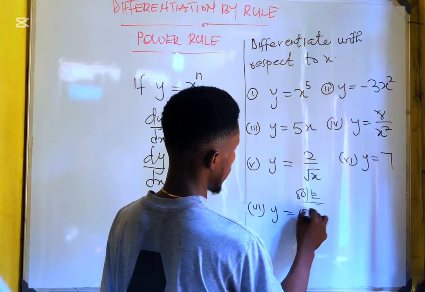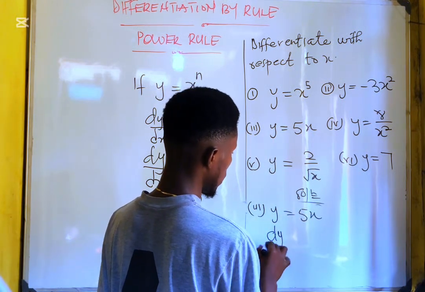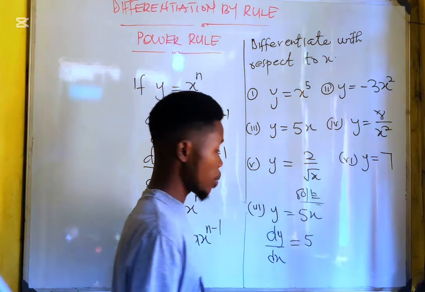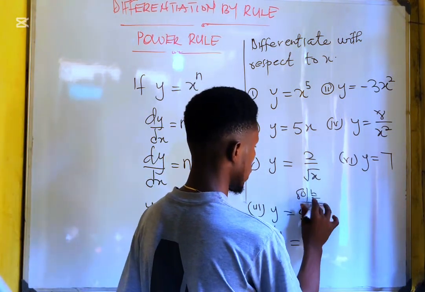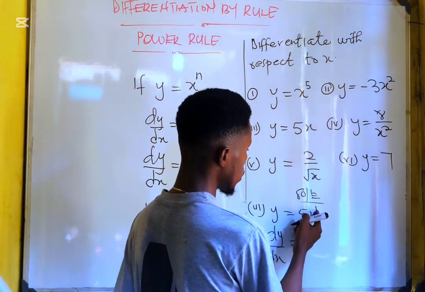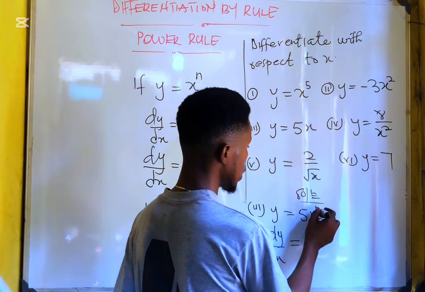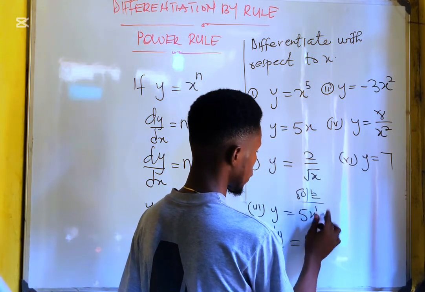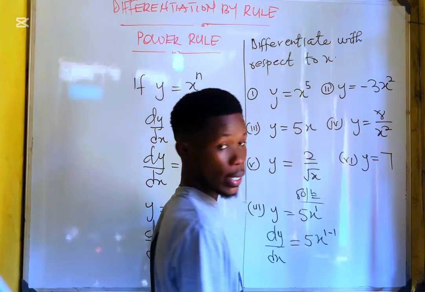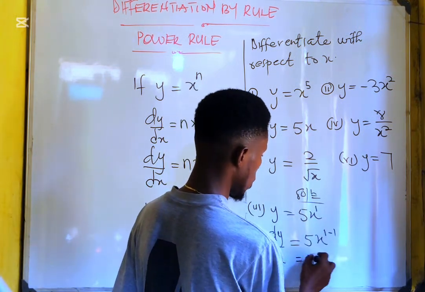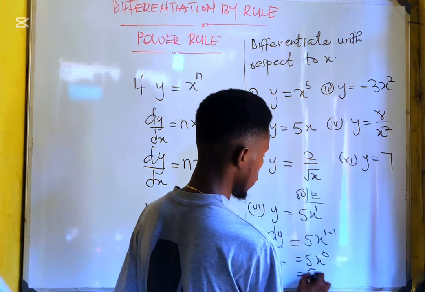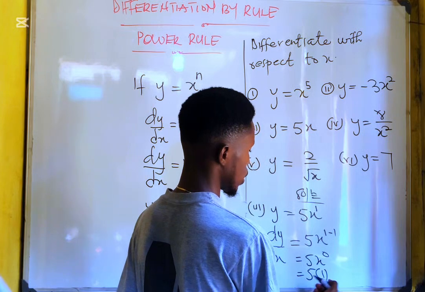Let's look at the third one. y equals 5x. So dy/dx equals 5. Why are we saying 5? Remember, this one is power 1. The x is to the power 1, but we don't write it. So if it is power 1, I'll multiply 1 by 5. I'll get 5, right? Then I'll reduce the power by 1. So 1 minus 1, you see that I'm going to have 5x to the power 0. x to the power 0 is 1. So we have 5 times 1, which is still 5.